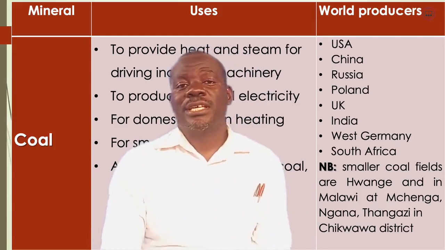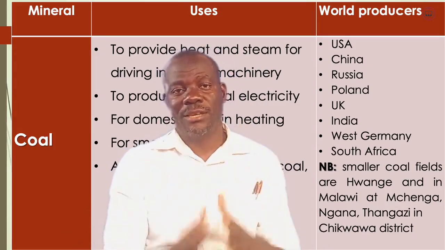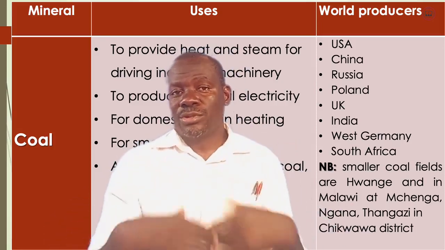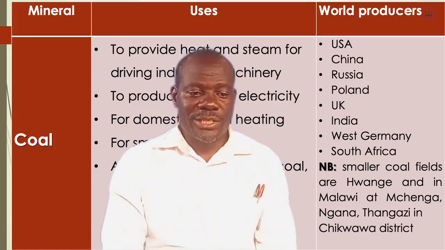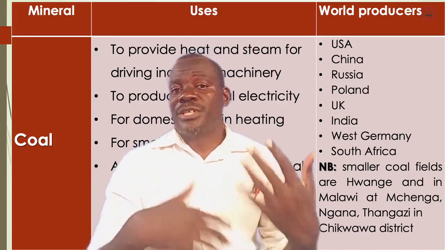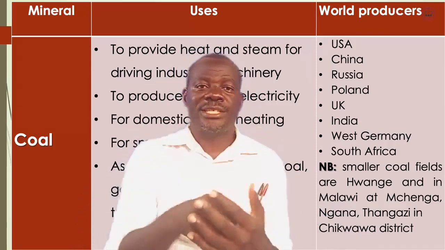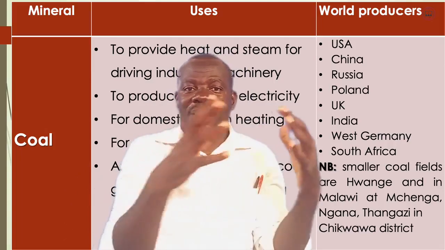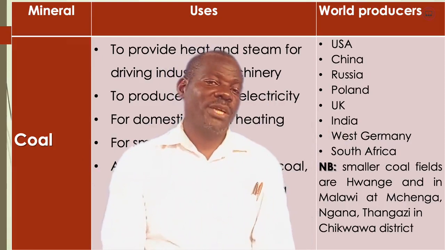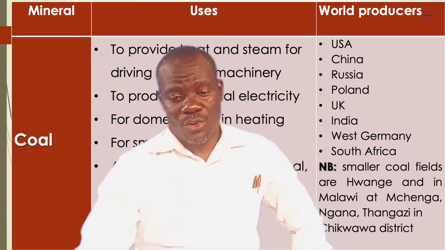So coal is there basically to provide heat and steam to drive the machinery. It can also be used to produce thermal electricity, that is electricity, and for smelting other things. So basically, coal is used for heating. That heat can be turned into energy that is needed for different purposes. But who are the producers of coal?